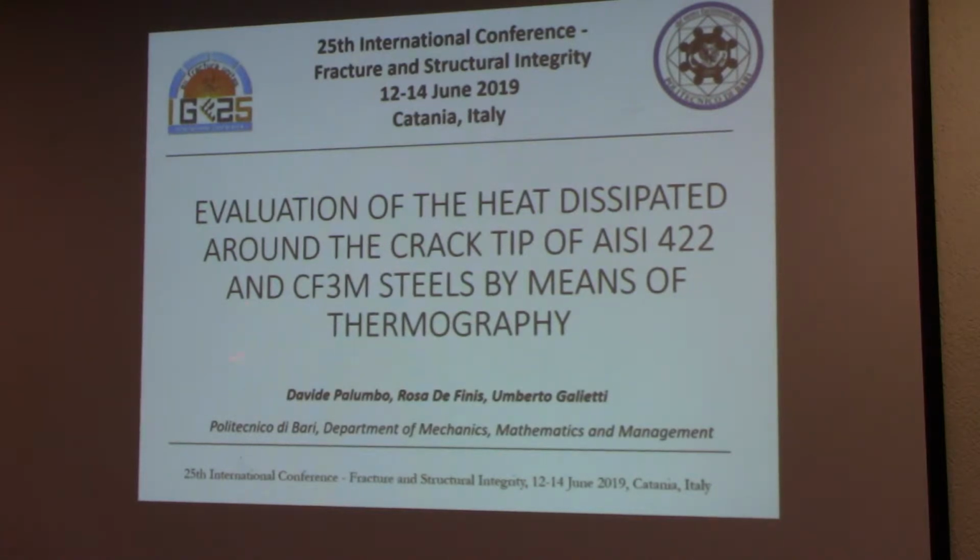I'm going to present this work about the evaluation of the heat dissipated around the crack tip by means of thermodynamic techniques on two different steels, AISI 422, which is a martensitic steel, and CF3M, that is austenitic one.